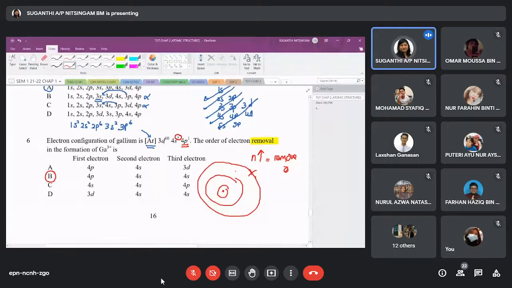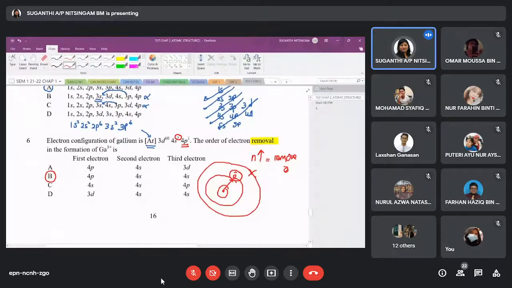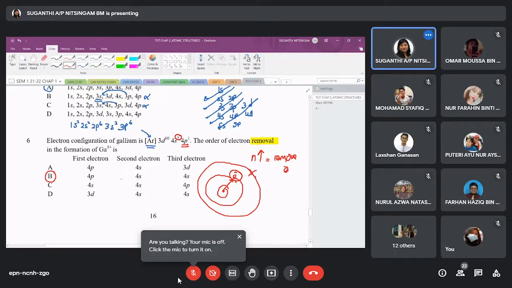Kita susah nak remove 3D sebab 3D ni dah masuk shell seterusnya, shell ke dalam. Bila dia nak masuk shell ke dalam, tarikan nukleus sangat kuat. So you need more energy to remove this electron because the nucleus is holding the electron more strongly. Therefore, the answer is B. 4p, 4s and 4s again. Ada soalan boleh tanya? Fahamkan betul-betul? Faham? Make sure bila keluar untuk UPS next week ke apa, kena tahu ya. You must understand, but this is all quite easy question lah.